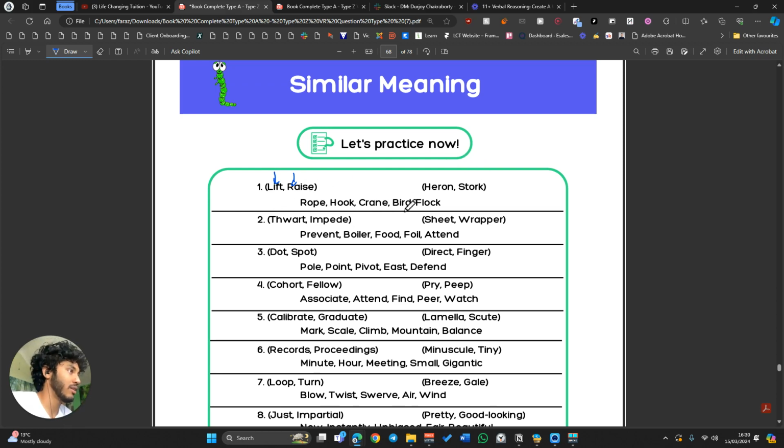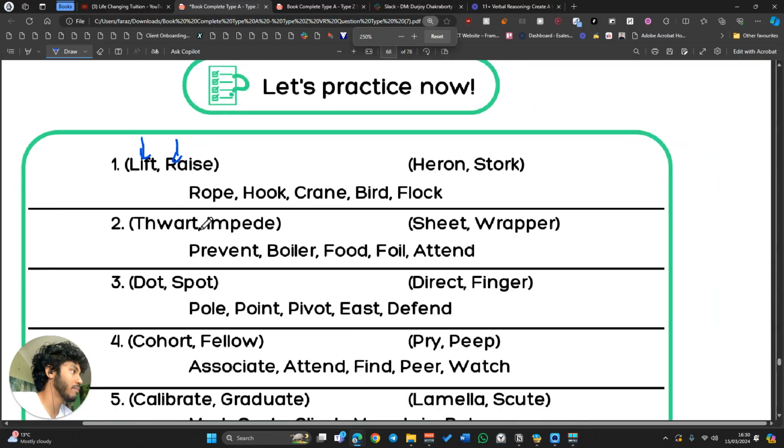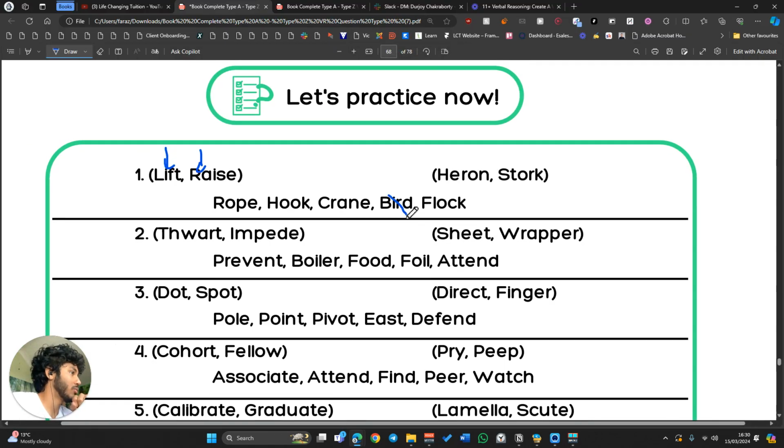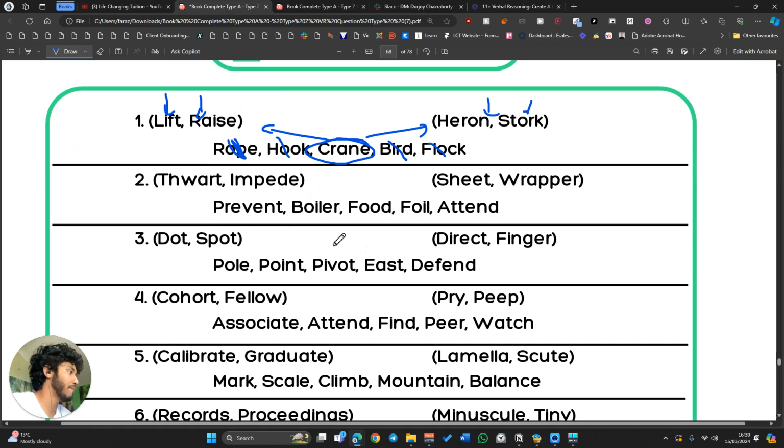So rope, hook, crane, bird, flock. I can already cancel out quite a few from here, because a bird wouldn't really work with lift and raise, flock doesn't really work, hook doesn't really work. A rope might, because you can use a rope to lift someone, and a crane might as well, because you can use a crane to raise someone. If we look at heron and stork, these are both types of birds, and therefore the only one that will match out of these two, rope isn't a type of bird but a crane is, so I'd go with crane because you can use it to lift and raise, and it's also a type of bird which matches into this set.